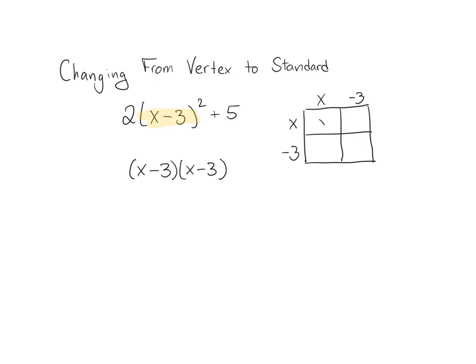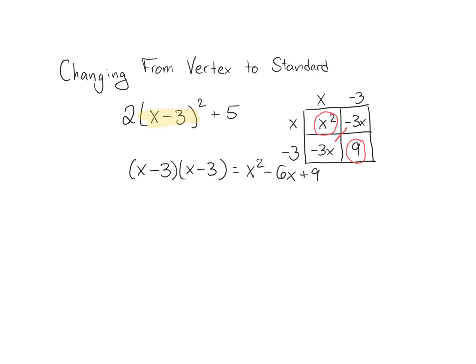So x times x gives me x squared. X times negative 3 gives me negative 3x. X times negative 3 gives me negative 3x. And negative 3 times negative 3 gives me positive 9. And then I can rewrite my new expression here. This guy and this guy don't have any like terms for me to combine with, but these two things will combine. And so the product, when I multiply these two things together, is x squared minus 6x, because that's what negative 3x plus negative 3x is, plus 9.